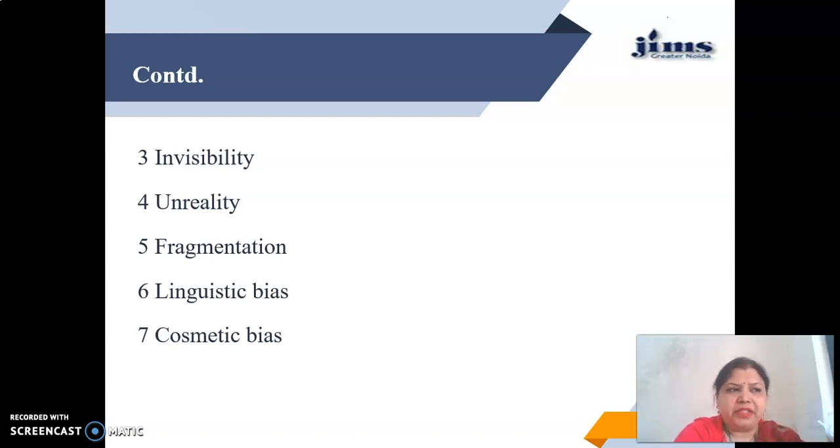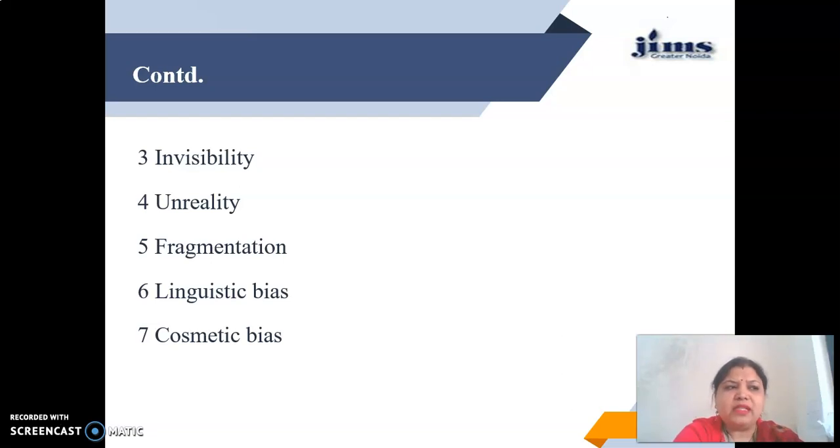Next one is fragmentation. A text may place information about women in a special box or insert, separating the discussion from the main narration. Linguistic bias is also very common. Language can be a powerful conveyor of bias in both blatant and subtle forms. The exclusive use of masculine terms and pronouns, for example, forefathers, mankind, businessman, etc., denies recognition for women.